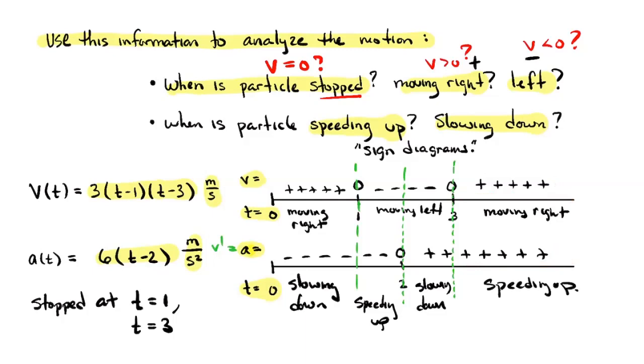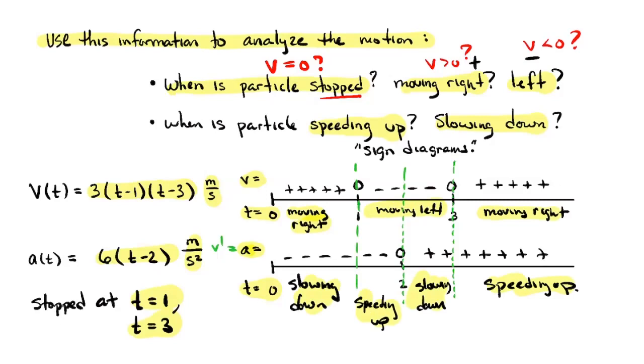Cool. So we've analyzed the direction of motion. When's the particle stopped? The particle is stopped when t is 1 and 3. When's it moving right? It's moving right from t equals 0 to 1, and then from t equals 3 to infinity. When is it moving left? From t equals 1 to 3. When's it slowing down? Well, it was slowing down from t equals 0 to 1 and from t equals 2 to 3, speeding up from 1 to 2 and 3 to infinity.